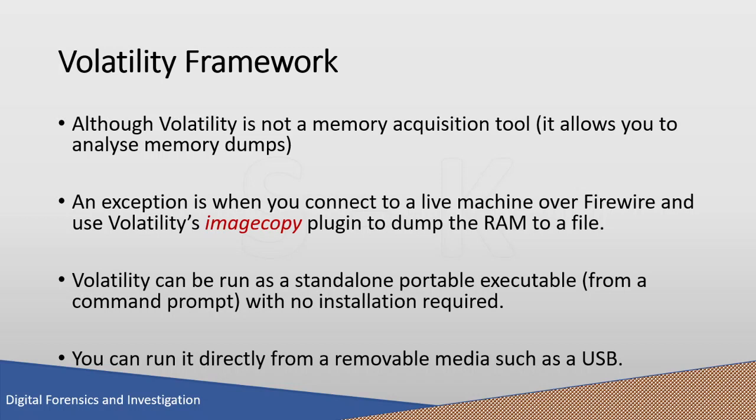The standalone Windows executable is the quickest and easiest way to start using Volatility on Windows analysis machines. The executable includes a Python interpreter and all Volatility dependencies. There is no need for installation. Just launch the executable from the command prompt. You can also run the executable directly from removable media such as USB drives.